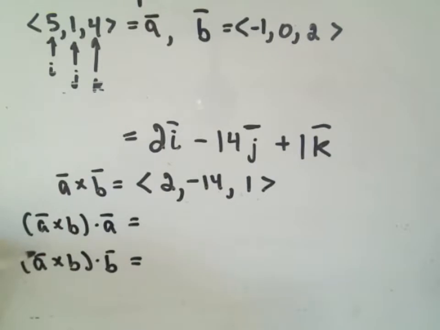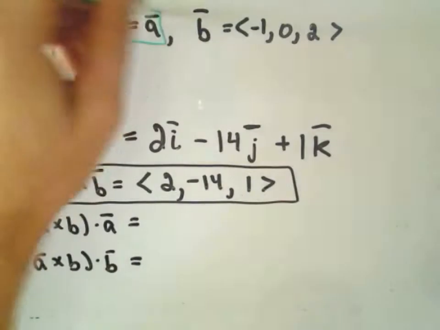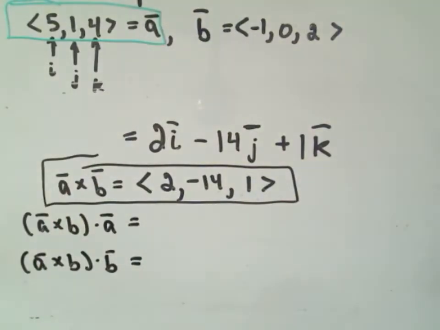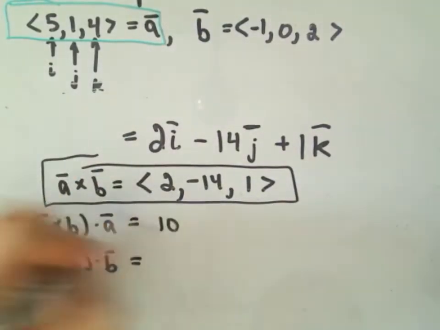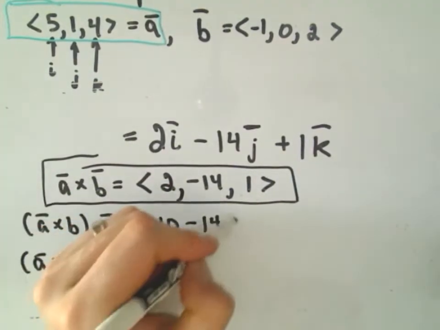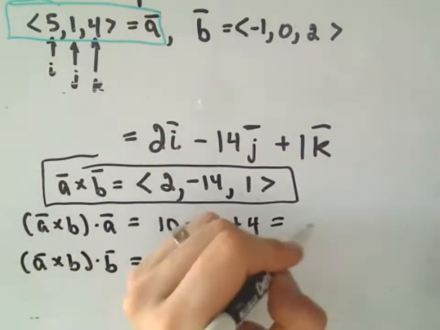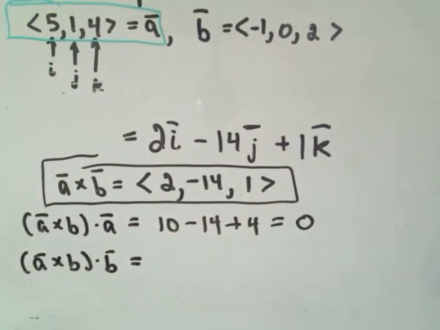It looks to me like if we take the dot product of our cross product vector and let's do vector a here first, we'll get 2 times 5, which is 10. We'll get negative 14 times 1, which is negative 14. Then we'll get positive 1 times 4. Okay, that to me looks like we get out 0, which means the cross product is orthogonal to a.